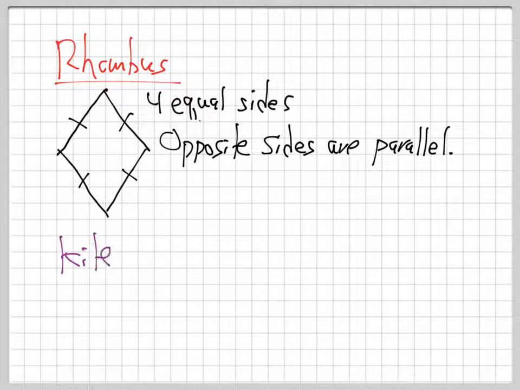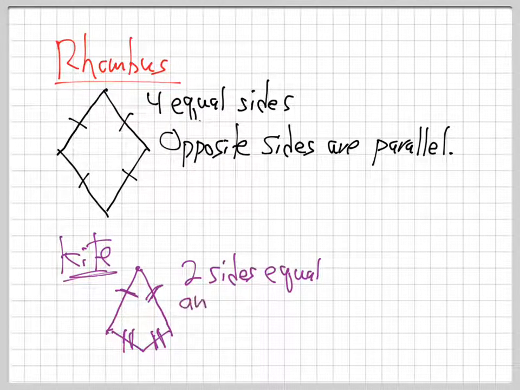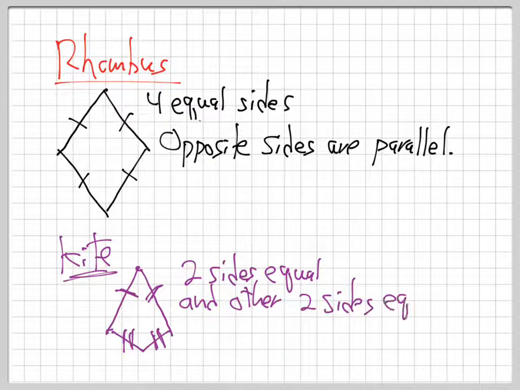And then we had a kite. Now, what was a kite? A kite was kind of like a diamond where two of the sides were longer and two of the sides were shorter. These two were the same and those two were the same. Remember that kind of thing? So that was a kite. A kite has two sides equal and the other two sides equal.